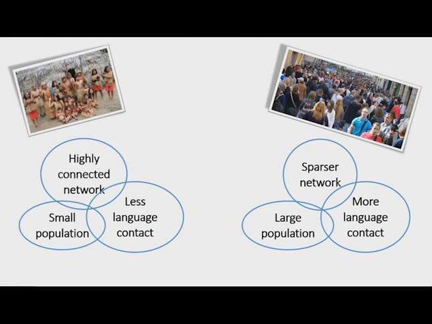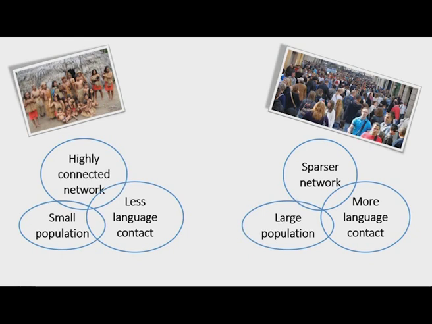In contrast, if a large population is spoken in a sparse and wide area, you typically have more contact with outsiders. This also means a higher proportion of adults learning the language as a second language, and this has been suggested to be the underlying mechanism behind this linguistic simplification. But any of these can be alternative explanations for the correlation with population size. Only one of them may be relevant, or all of them may be relevant, but we actually don't know.